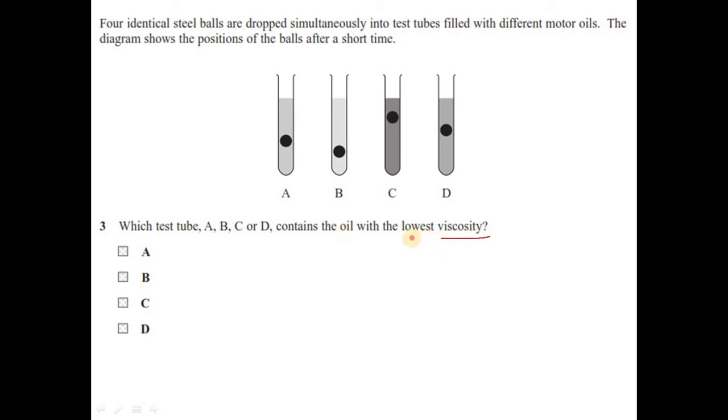So lowest viscosity means if viscosity is low, that means rate of flow is higher. So if something is moving in a low viscosity fluid, it should be moving faster than the other. So in test tube B, the steel ball has the lowest height, or you can say that the steel ball in B has traveled more than the rest of the three. So B has the lowest viscosity. So your option is B.